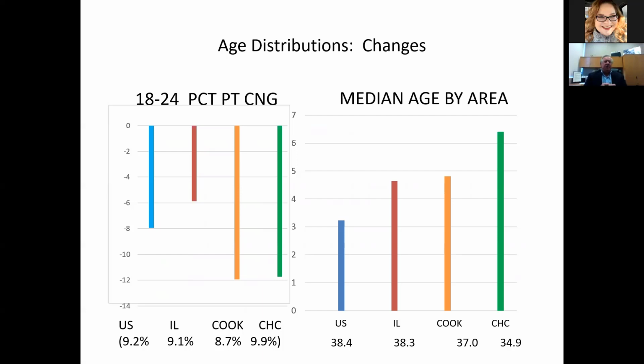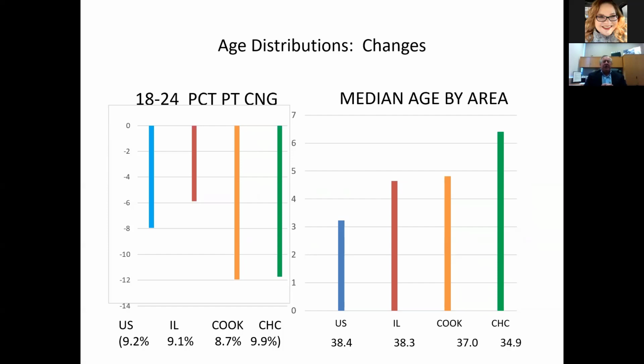6% for the U.S. as a whole, about 5%, 4%, 5% for Illinois, but it is Chicago and Cook County where the decline is quite significant, about a 12% decline in the 18 to 24-year-old populations living in Cook and Chicago.